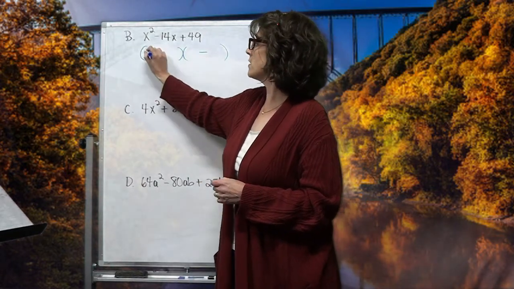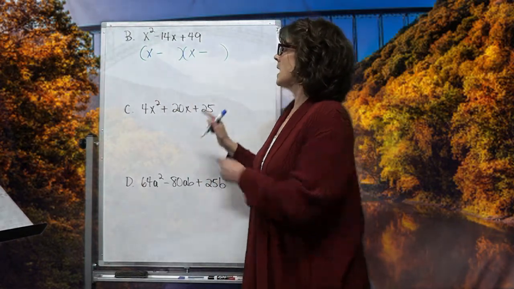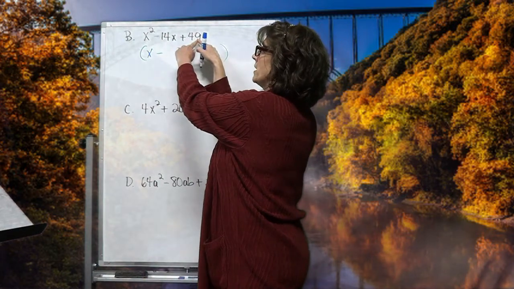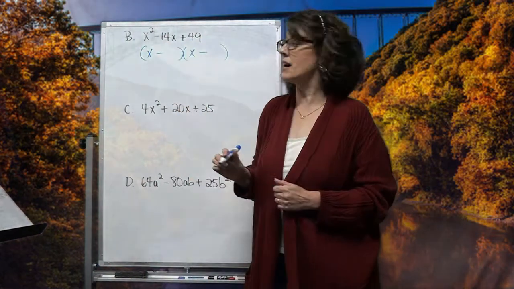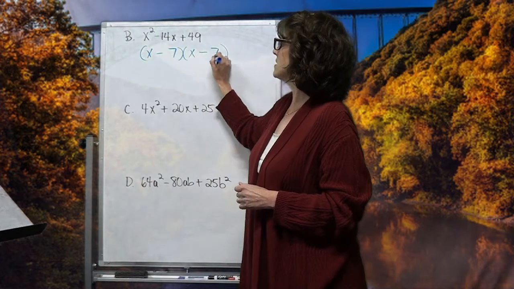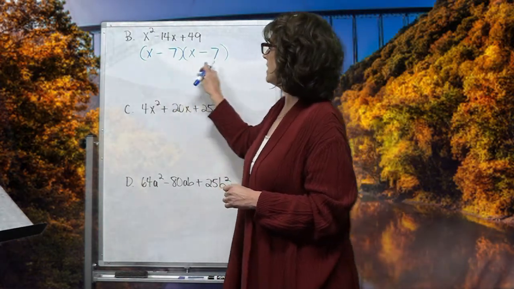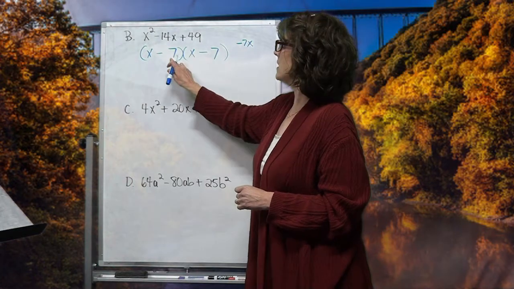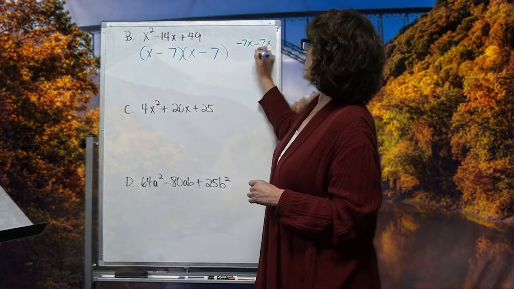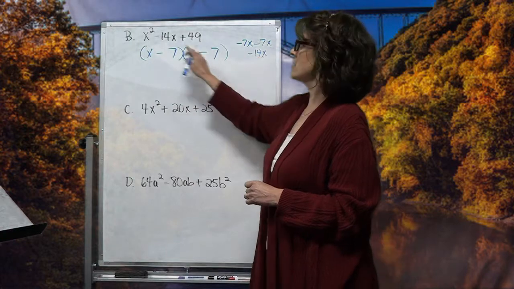So I'm going to split this into the front slots, and I'm going to have two numbers that will multiply for 49 and add for 14 because these signs are the same. That's a 7 and a 7. I'm just going to check my outsides and insides to be sure. Out here I get a negative 7x. In here I get a negative 7x. Those combine to be a negative 14x, which is exactly what I wanted.